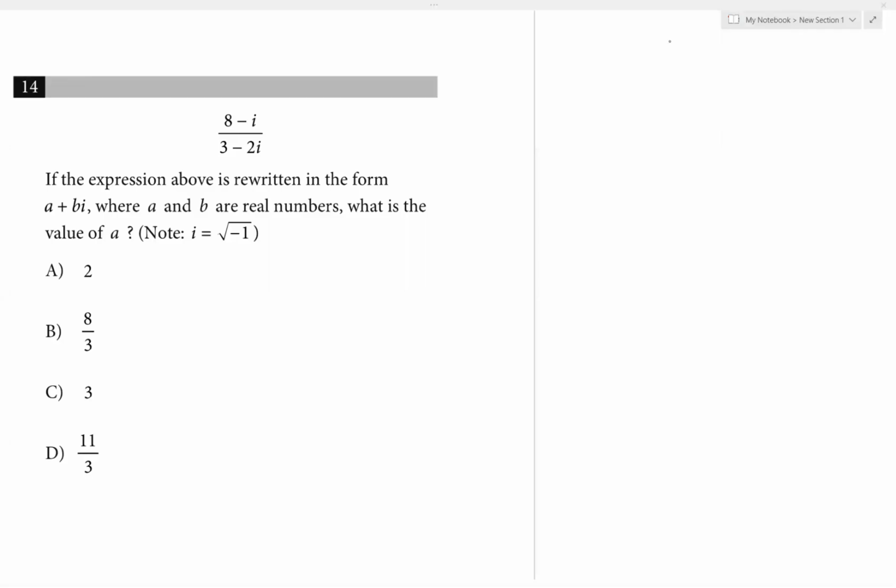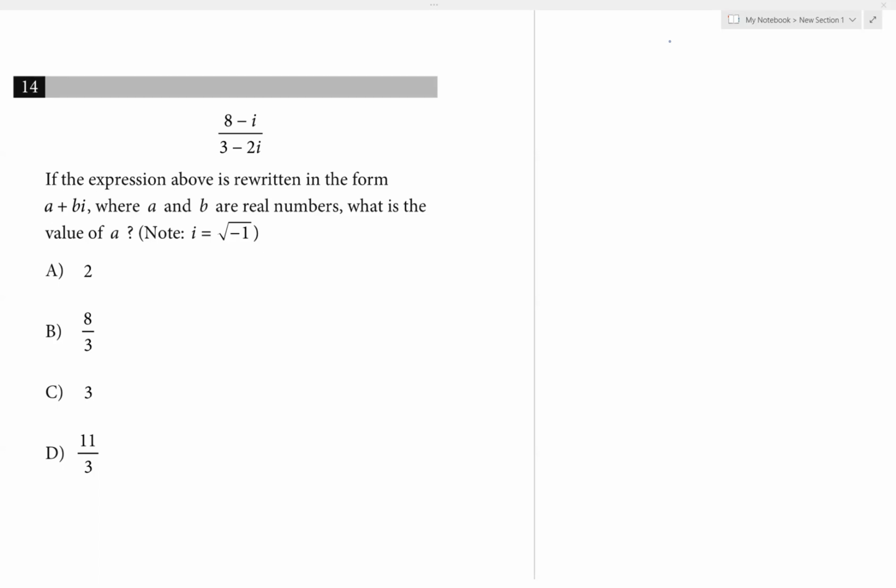All right, number 14. We have (2 minus i) over (3 minus 2i). If the expression above is rewritten in the form a plus bi, where a and b are real numbers, what's the value of a? Note i equals square root of negative 1.